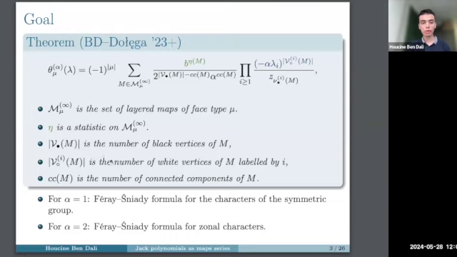And actually, this formula is a kind of one-parameter deformation of two known results about the characters of the symmetric group for alpha equals 1. And for alpha equals 2, we obtain another formula for the zonal characters. And these two formulas were proved by Féray and Śniady in 2011 using representation theory.